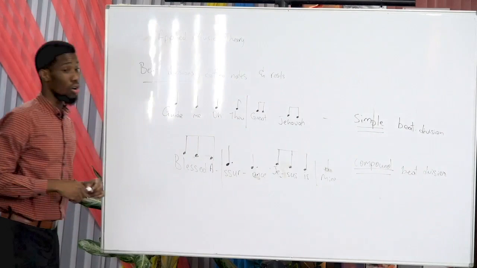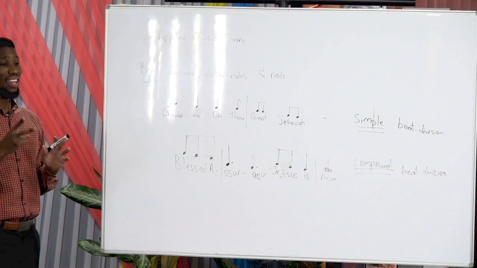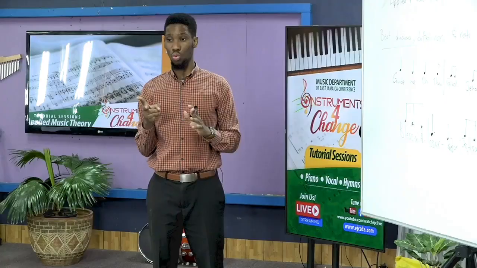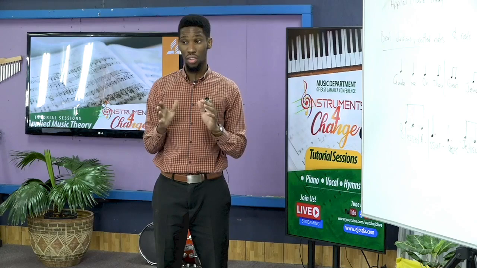So how do we know the difference between the two? Simple beat division, the beat is divided in two. A compound beat division, the beat is divided in three. Now, we're going to be looking at different hymns and explaining this further on.